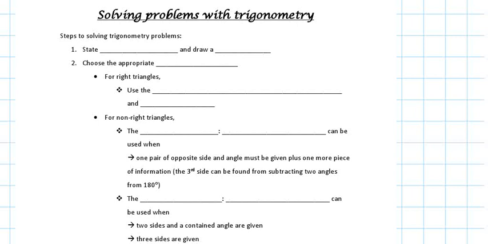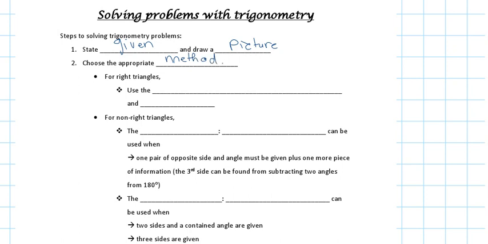The first thing you want to do when you're solving a trig problem is state the given information and draw a picture. Then choose the appropriate method to solve the problem. So you're going to have to ask yourself these questions.